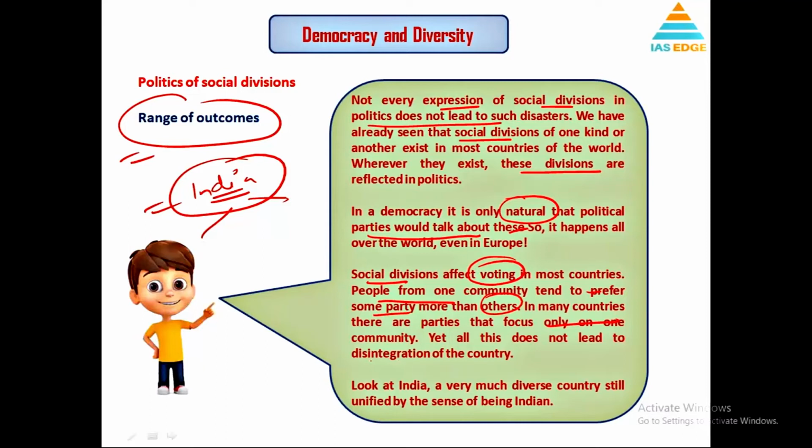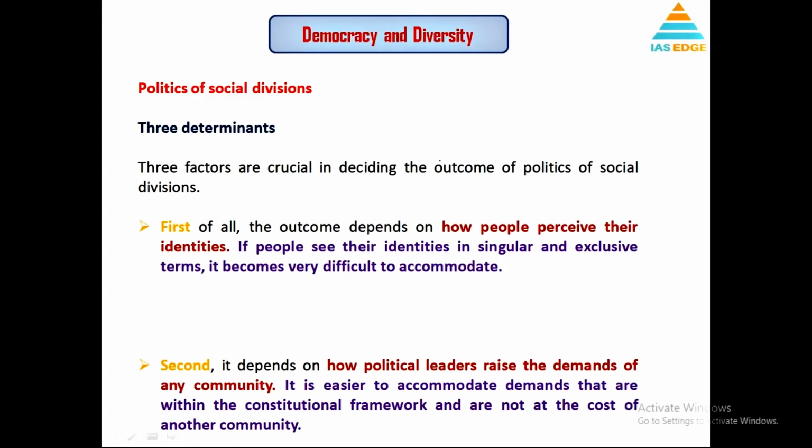because you have multiple identities. You tend to believe I belong to a social group, I am exploited, that is okay. But now we're talking about the country, and here these divisions should not matter, because now it is about ensuring that the country survives. So in a democracy, it is very natural that political parties will make use of that. Social division will affect voting in countries. People from one community tend to prefer some party more than others. In many countries, there are parties that focus only on one community. But can we say it leads to disintegration? No. In India, we are a diverse country, but we are unified by the sense of being Indian.